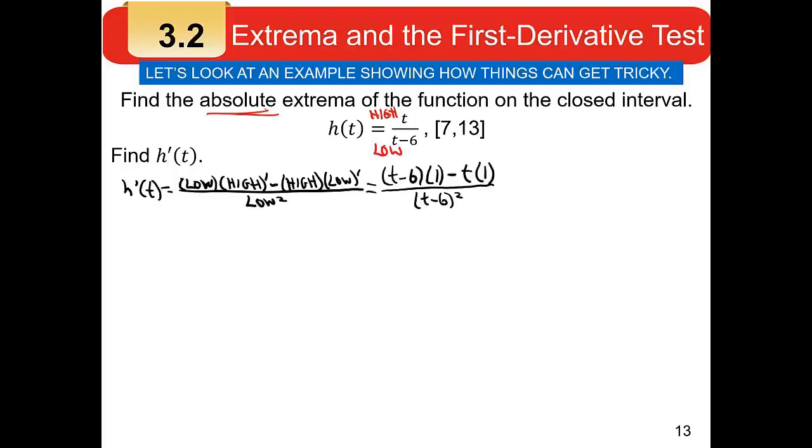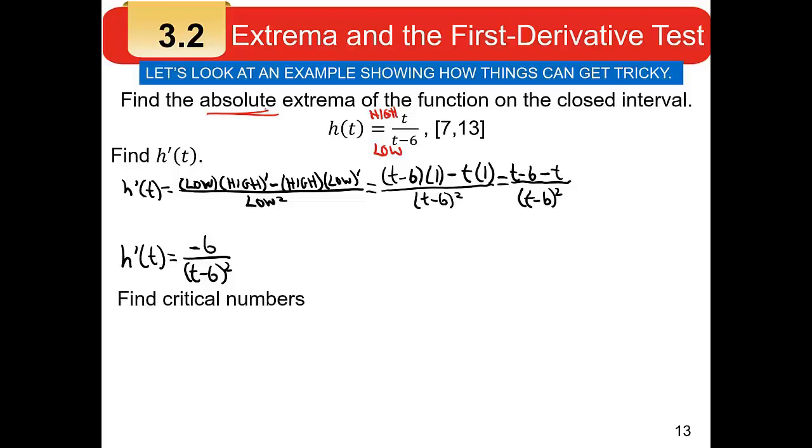And I won't bore you with the algebra, but you'll end up with something fairly simple: minus 6 over the quantity t minus 6 squared. Now what do you do with the derivative? You're finding the critical values. The critical values, the critical numbers, are what you get by making the derivative 0 or undefined.